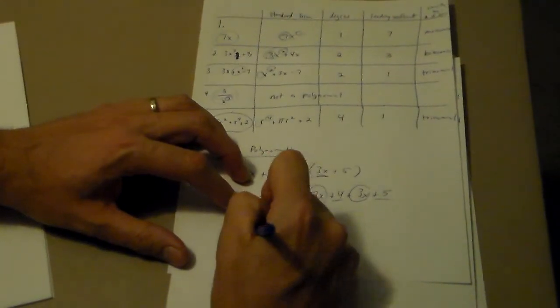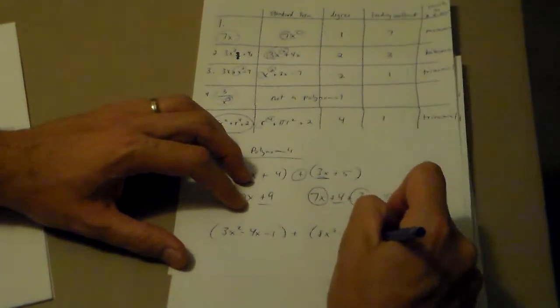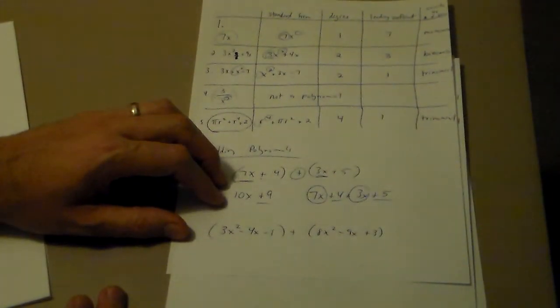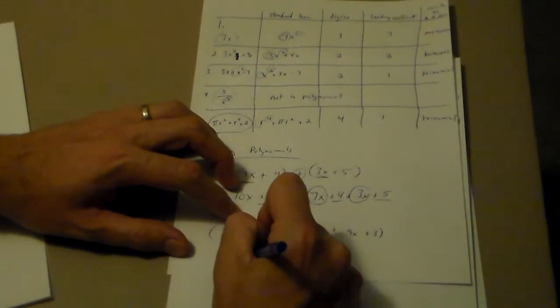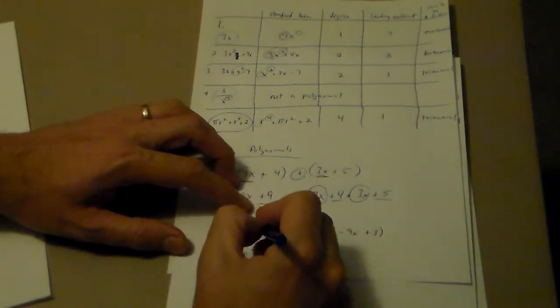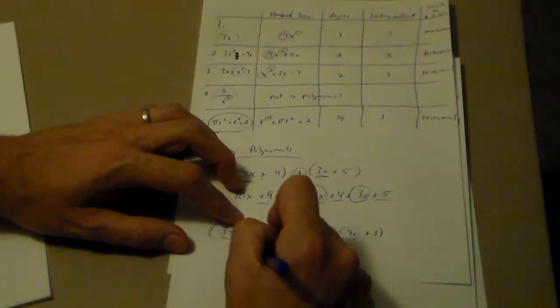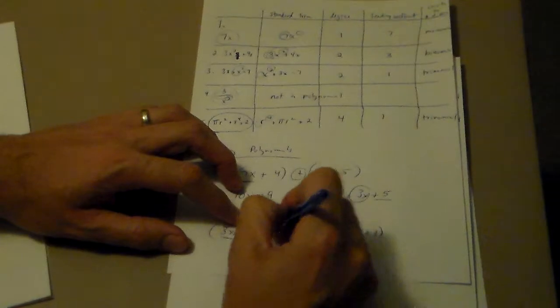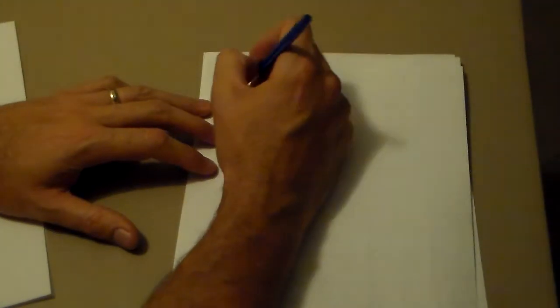Let's say I had this one: (3x squared minus 4x minus 1) plus (8x squared minus 9x plus 3). So let's add up our like terms. 3x squared and 8x squared. 3 plus 8 is 11, so I get 11x squared. And then negative 4x minus 9x. You lose 4, you lose 9 more, means you're down 13x. And then negative 1 plus 3 is a positive 2. So I don't know. Let me give you guys one to try.